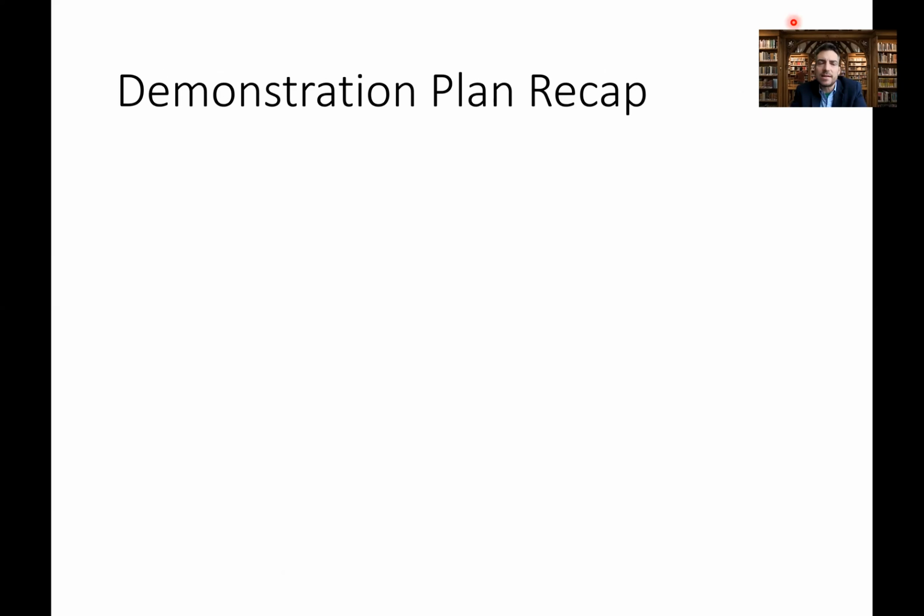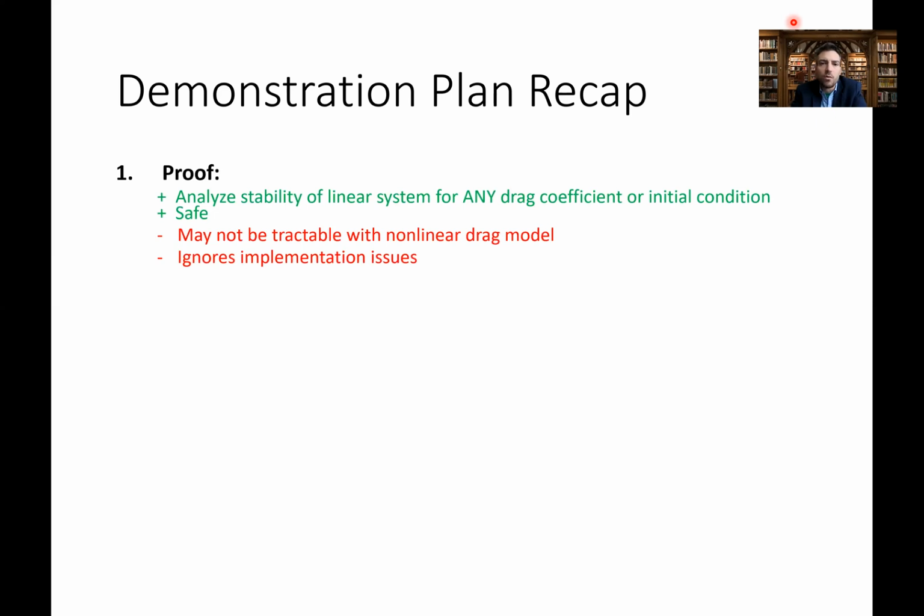So just to recap my demonstration plan, there's 3 pieces of it. They each provide some strengths and weaknesses. So I have a proof. One of the nice things about the proof is that I can really show that it's stable for any drag coefficient or initial condition. I can leave that as a variable. Also, it's safe. There's no risk of equipment loss. If I find an error in my control law, I can diagnose it then. Some of the drawbacks of the proof are that it may not be easy to conduct the proof with that full nonlinear drag model, and it certainly ignores a lot of the real-world implementation issues.